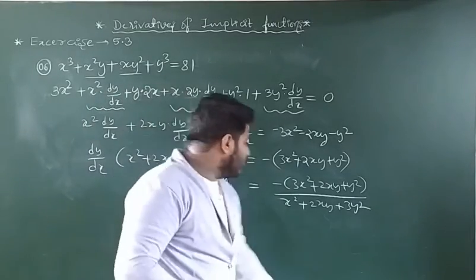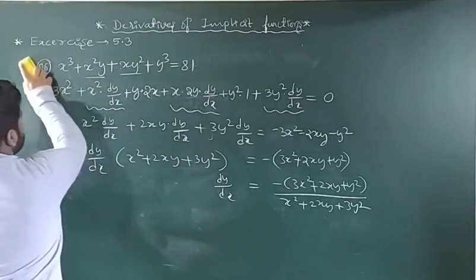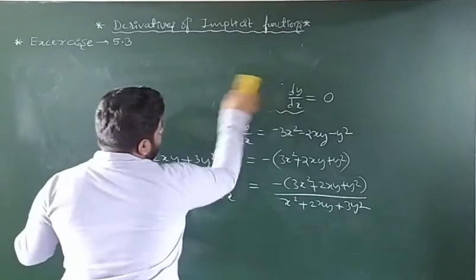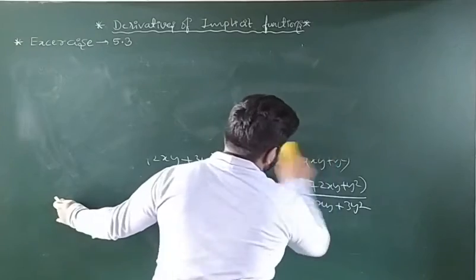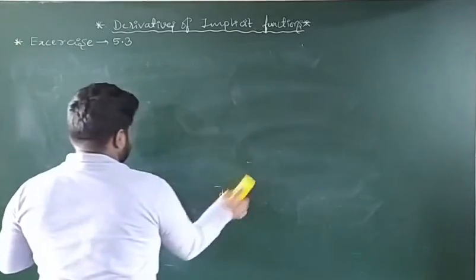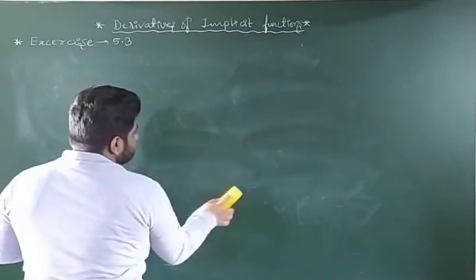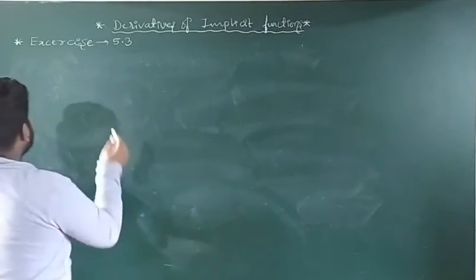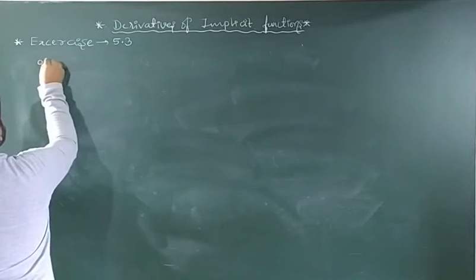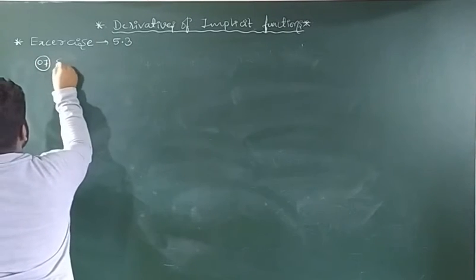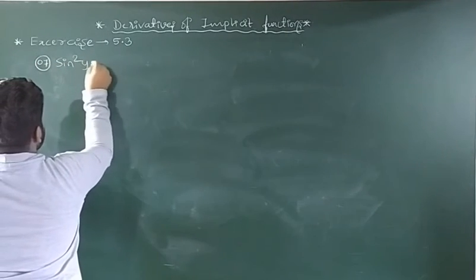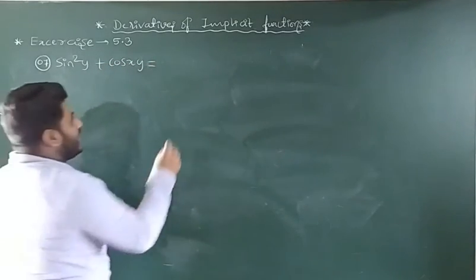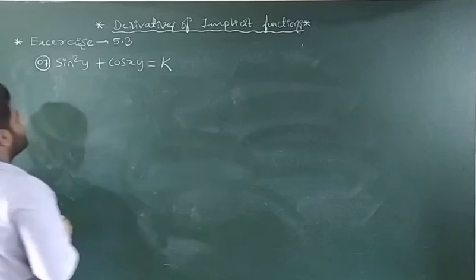Next one, seventh question. Sin square y plus cos xy is equal to k. So this is the question number 7.